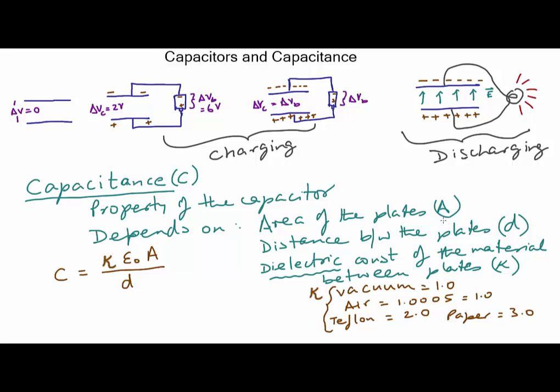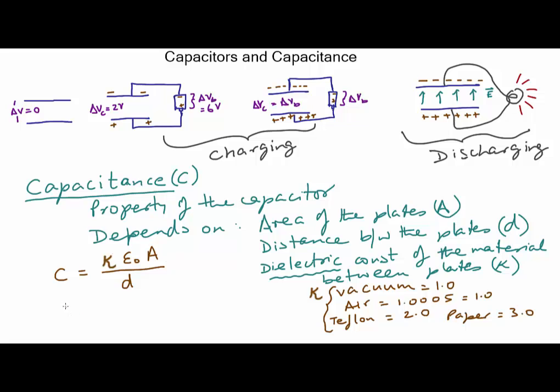A, the area of the plates, also has a similar relationship to capacitance. The larger the area of the plates, the larger the capacitance. And the smaller the distance between the plates, the larger the capacitance. So the closer the plates are, the higher the capacitance will be.